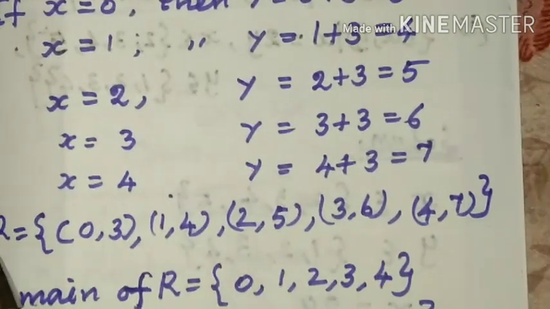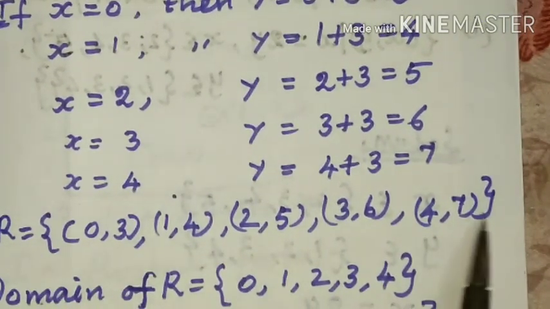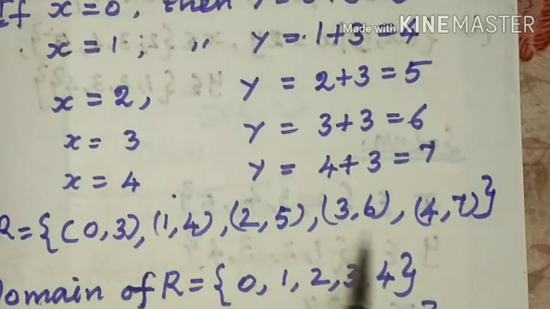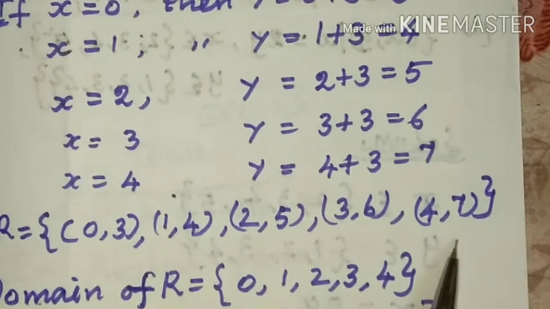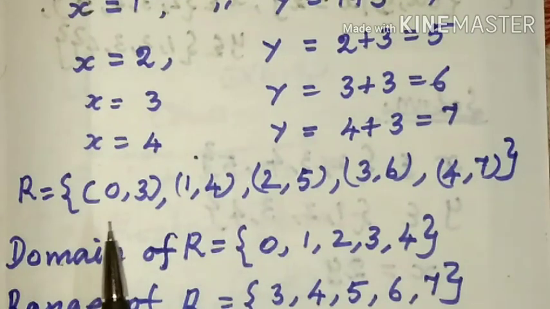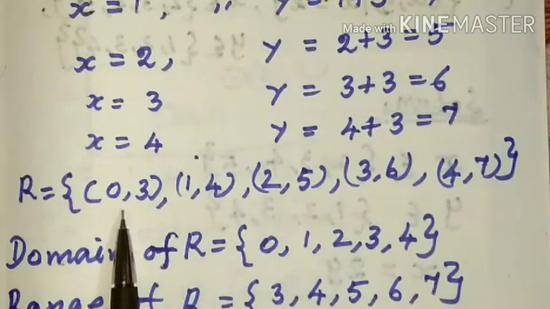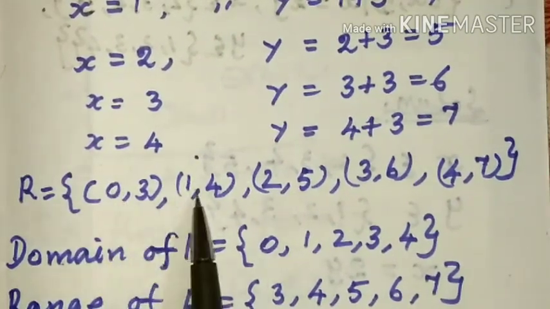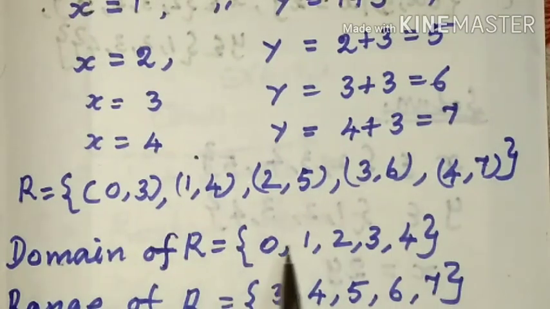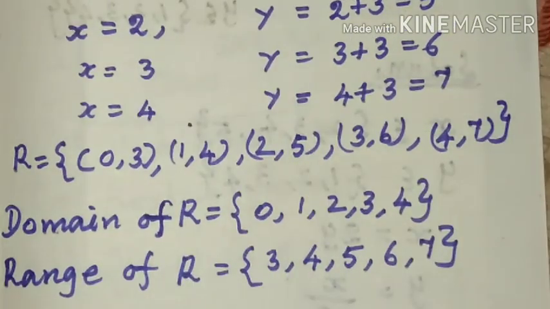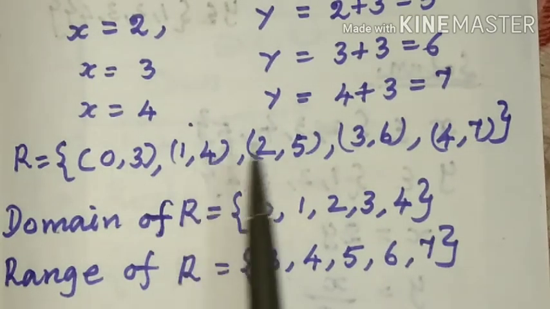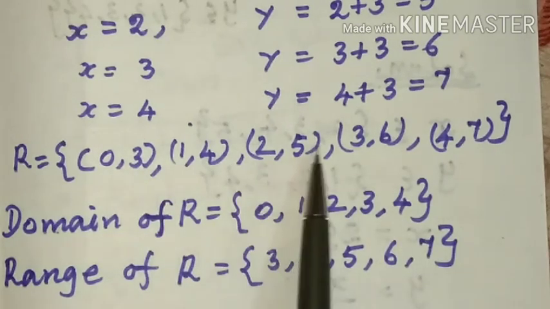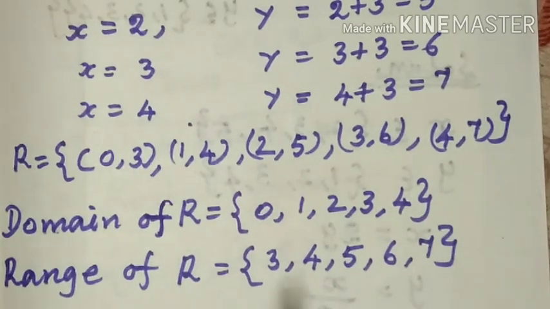Now you take down and write the relation in roster form. That is the ordered pairs (0, 3), (1, 4), (2, 5), (3, 6) and (4, 7). Now you write the domain. It is the set of all first elements in the ordered pairs of relation R. Therefore, domain of R equal to the first elements alone, take down and write, that is 0, 1, 2, 3, 4. Range of R is the set of all second elements in the ordered pairs of relation R, that is 3, 4, 5, 6, 7. That one you take down and write.